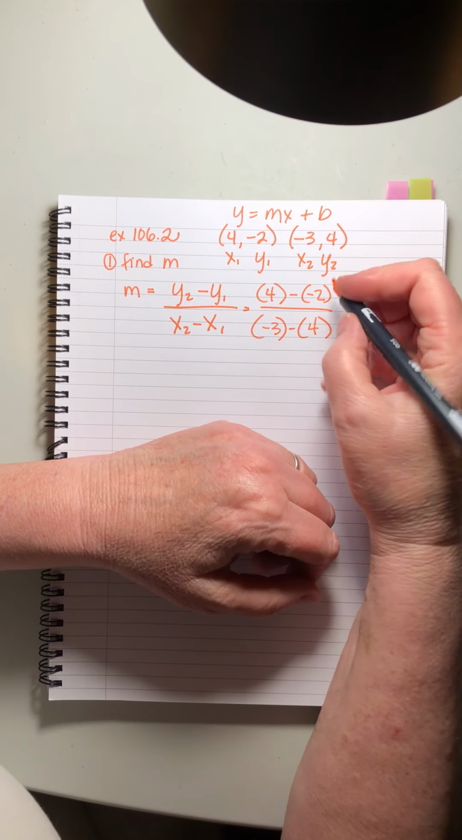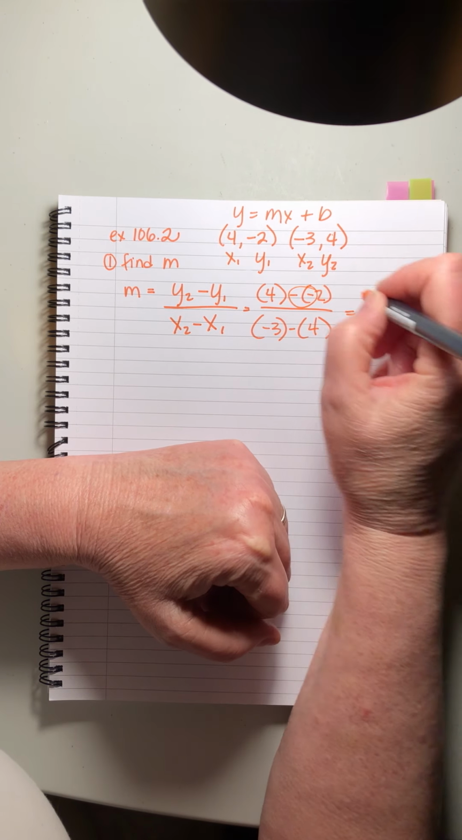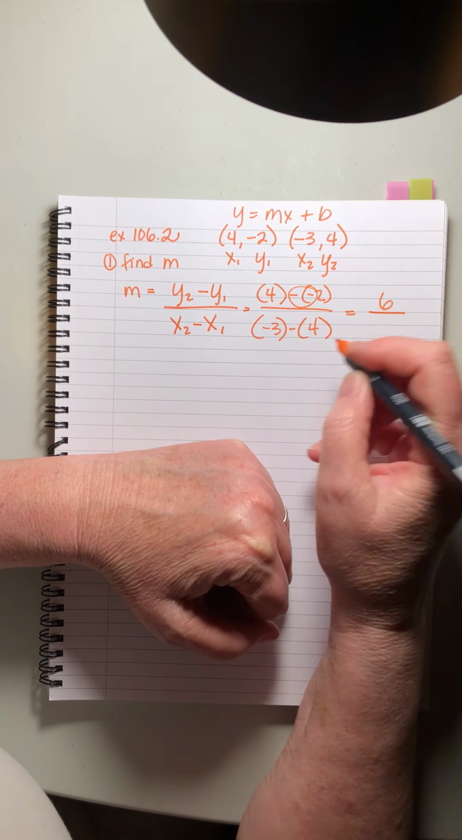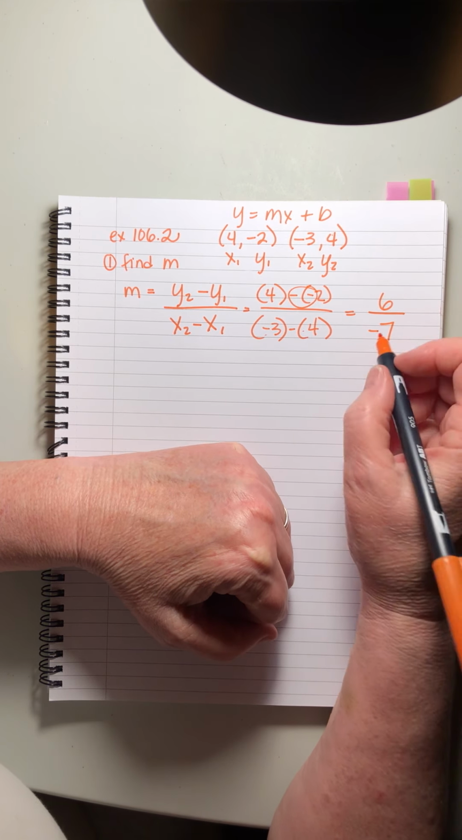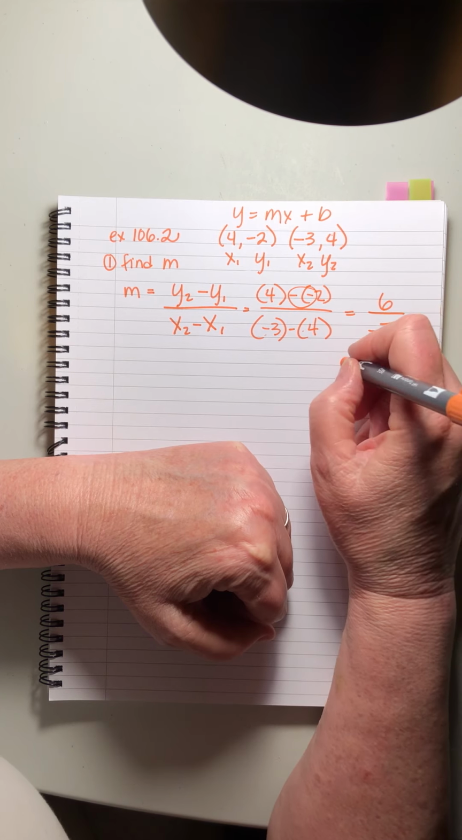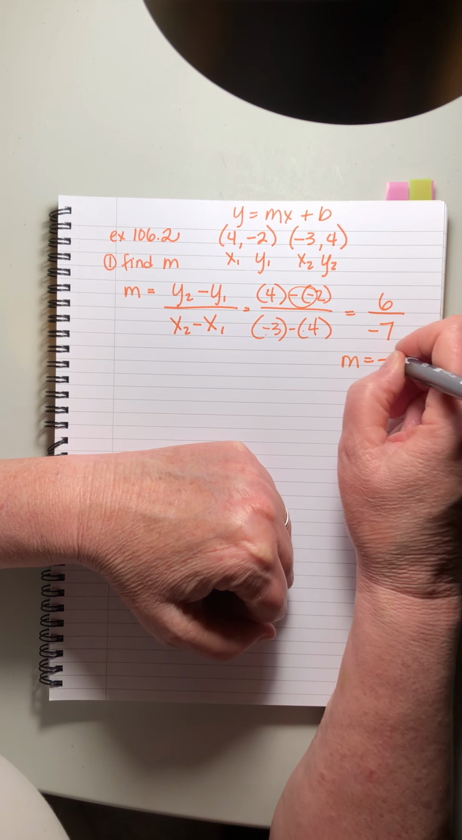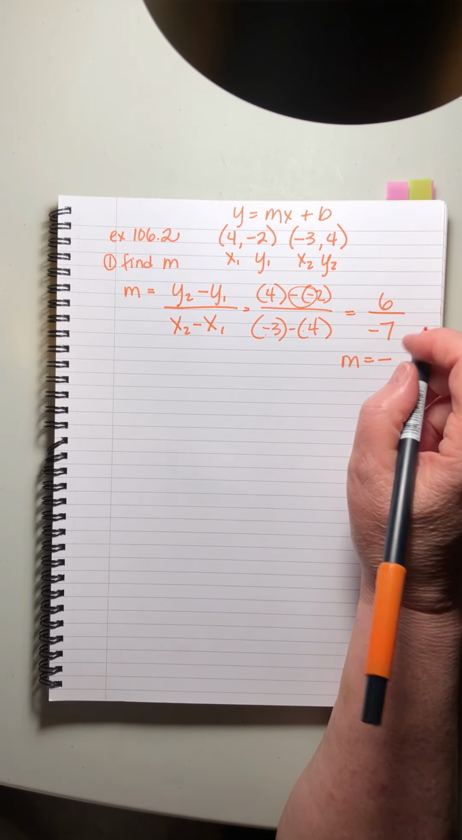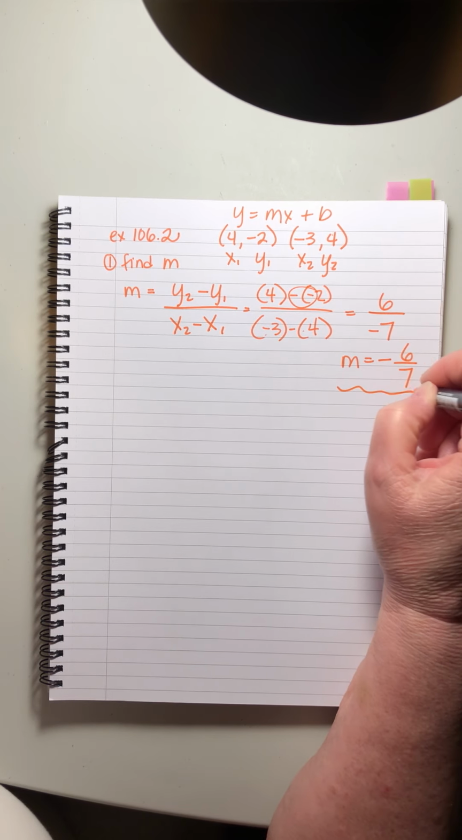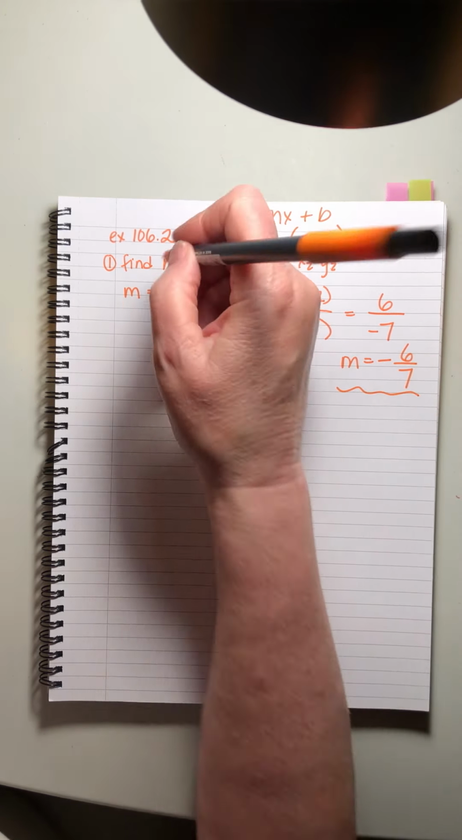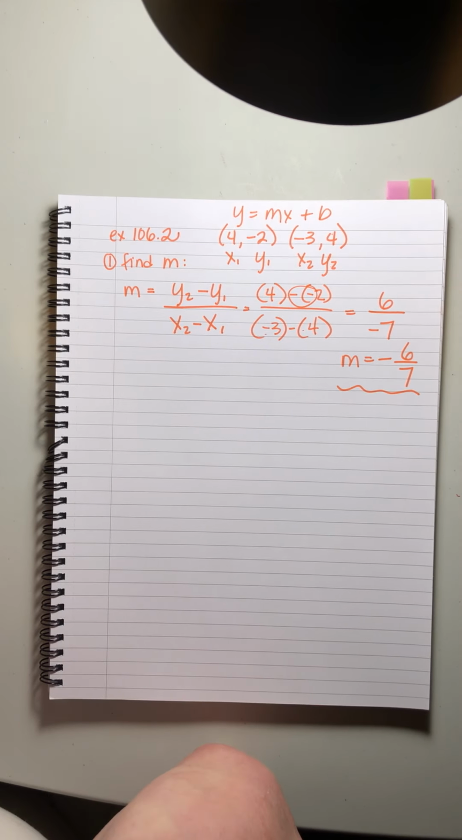Okay. Now we simplify. Those two go together. 4 plus 2 is 6 over, and that becomes negative 7. This isn't wrong, but I much prefer to see, as much as I hate floaty numbers, I'm all about those floaty minus signs. Okay, so there's our value for M. We found M. Do you feel good about it?